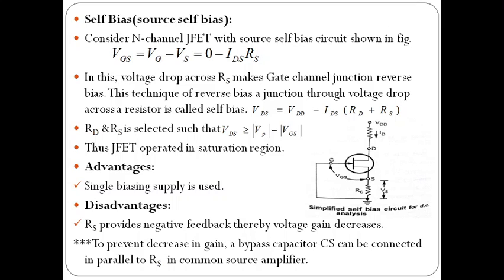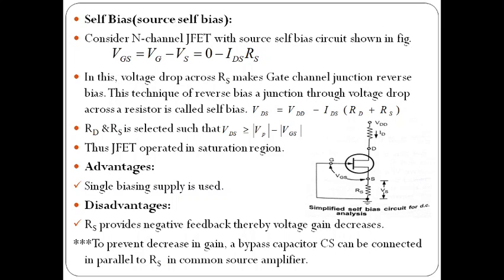So this is the drawback in this circuit. This RS resistor will provide negative feedback, so due to this the voltage gain will reduce in the circuit. If I want to overcome this voltage gain reduction, we need to avoid the negative feedback in the circuit. We already know the CE amplifier with voltage divider also has the same problem, that means negative feedback through the RE resistor.